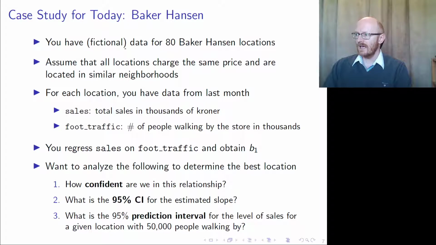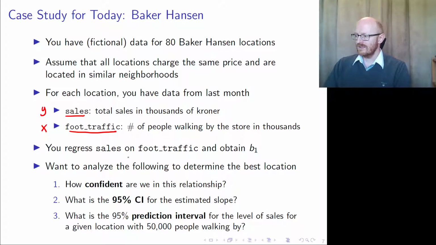So you have data for 80 locations, and you're assuming that these locations are the same based on price and based on neighborhoods. So you're virtually ruling out those two lurking variables. For each location, you have data from last month. So you have sales, that's your Y, and you have foot traffic, that's your X.